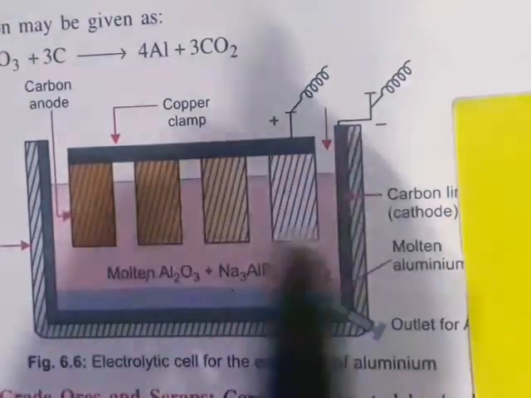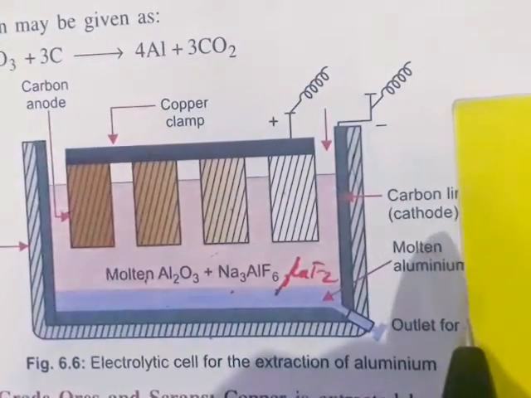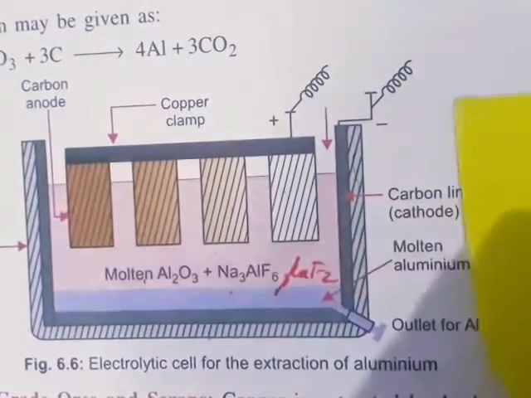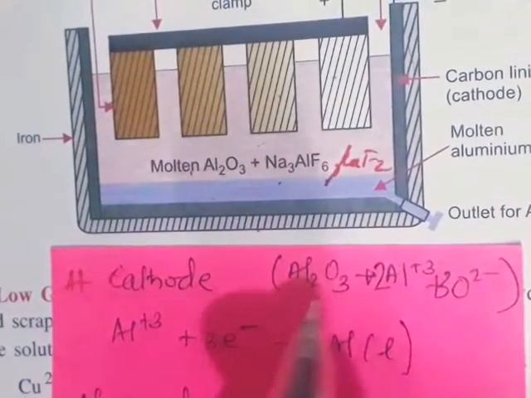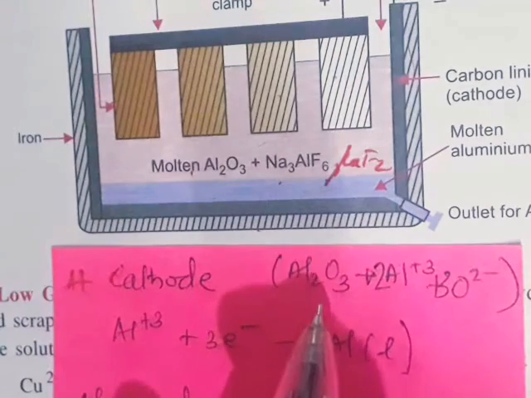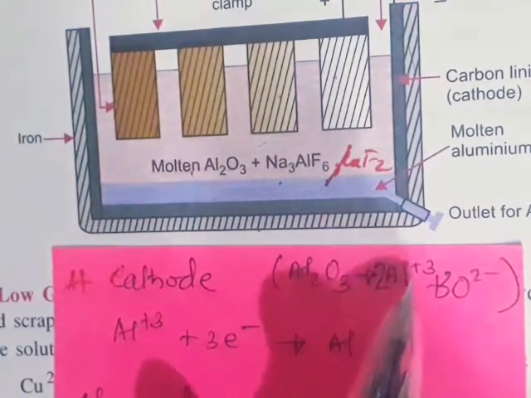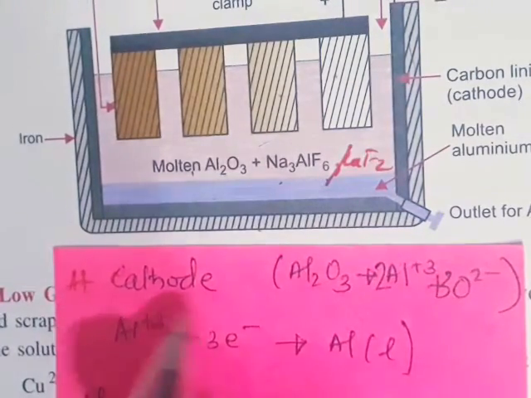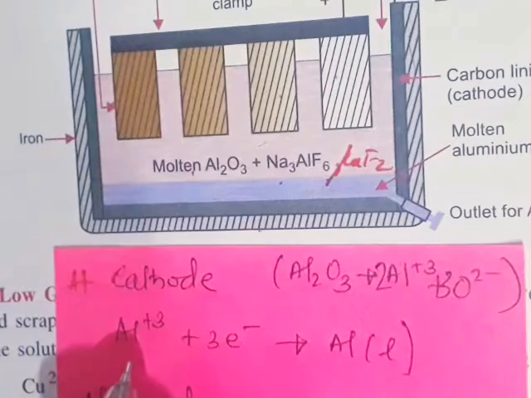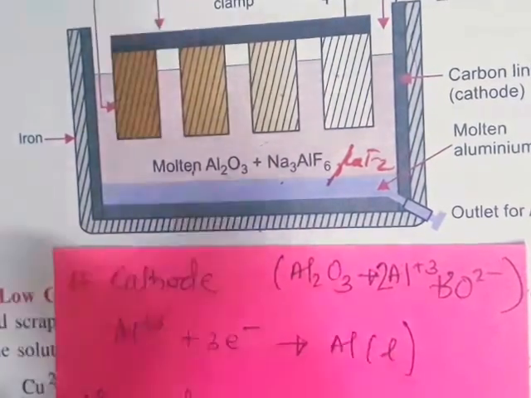Now what is the reaction taking place at the cathode? At the cathode, reduction takes place. Now this aluminium oxide will be in molten state, right? That means it will conduct electricity. That means it will be in a dissociated form, like aluminium ion and oxide ion. Now what is the reaction taking place at the cathode? Aluminium ion will migrate and get reduced to molten aluminium.